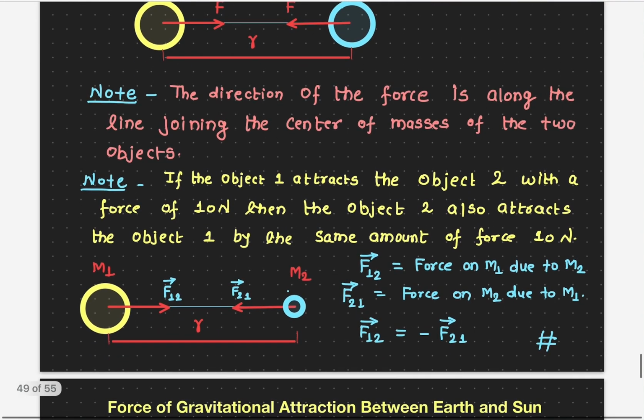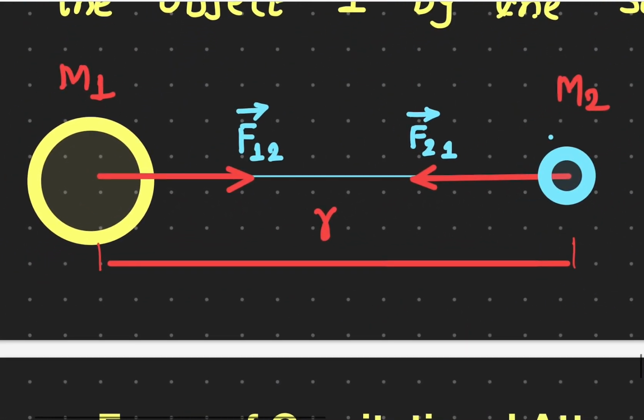All right. Another term I would like to define here: F12 versus F21. What is it? As I mentioned before, these two objects attract each other. In order to distinguish the forces, I have defined F12 and F21. What does F12 mean? It means the force on the first object due to the second object. And F21 means the force on the second object due to the first object.